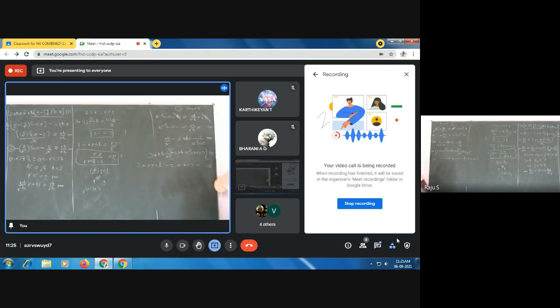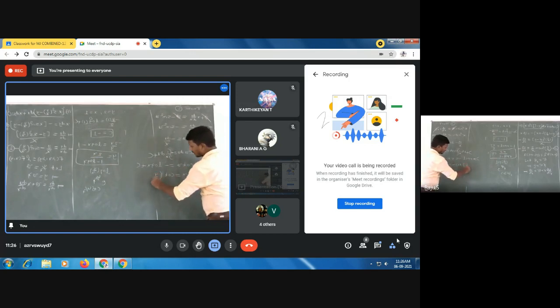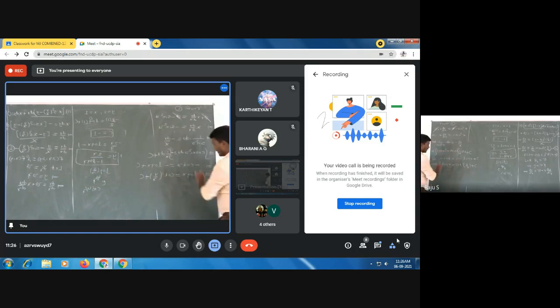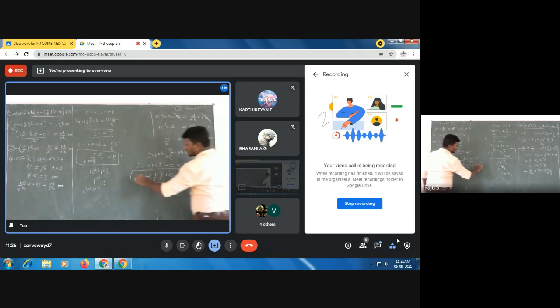Minus log x, it's better to take to the left side, and minus cot we take to the right side. So log x is equal to cot v. What is v? v is y by x, plus c. Okay, this is equation 2.